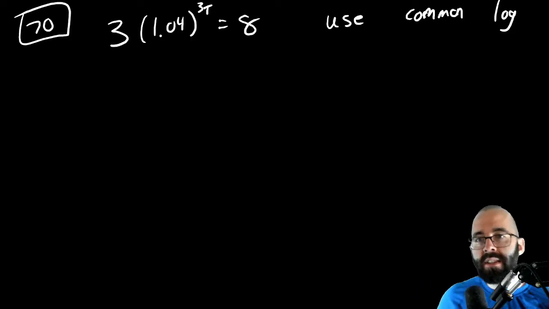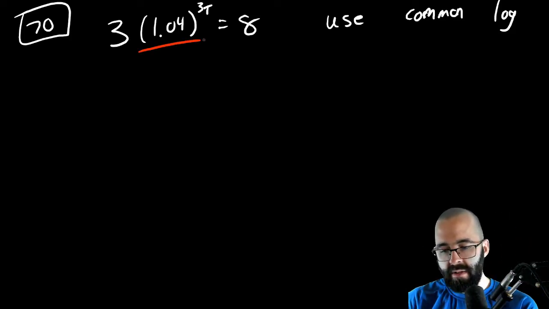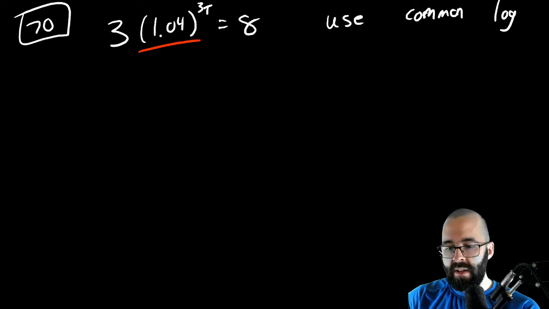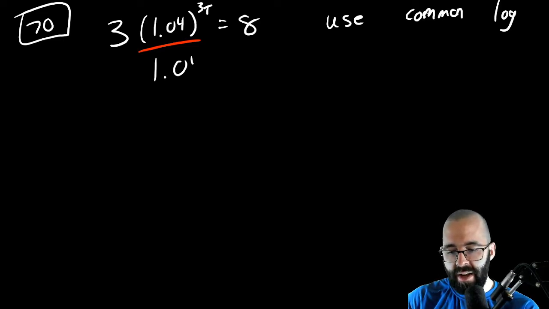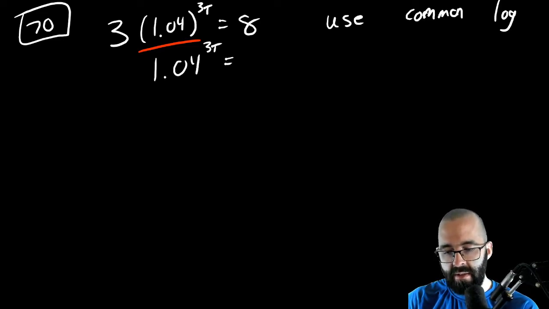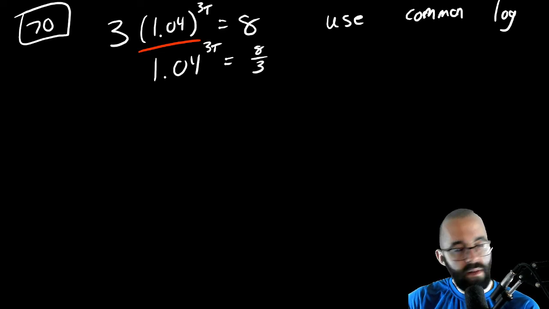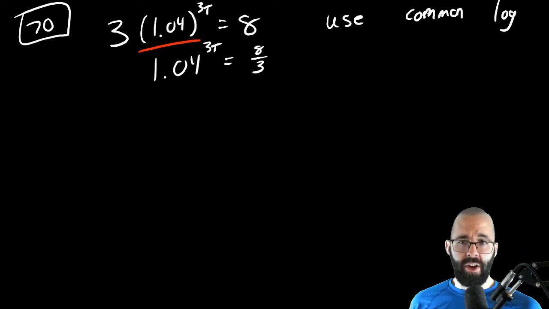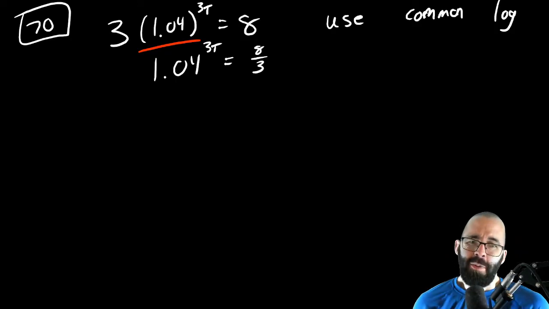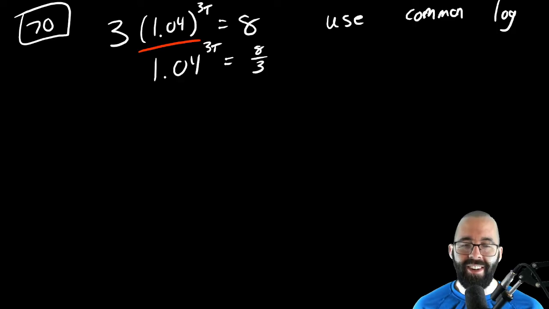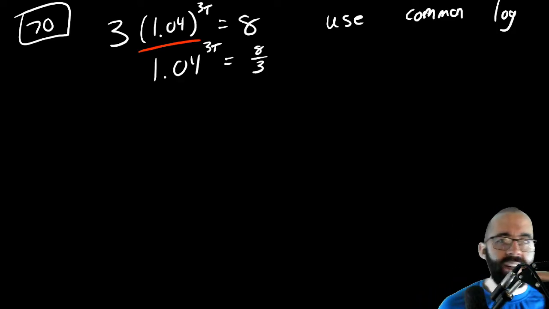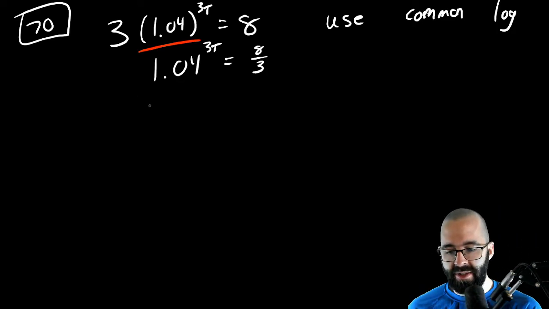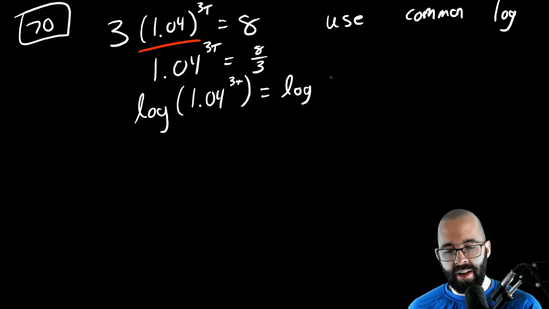So we're still going to get this exponential by itself. Get the exponential by itself. That means divide both sides by 3. Now, normally we'd take log base 1.04 to undo it. But log base 1.04 is not very nice to work with. So we're going to use the common log, like we were instructed. Common log of the left-hand side equals the common log of the right-hand side.